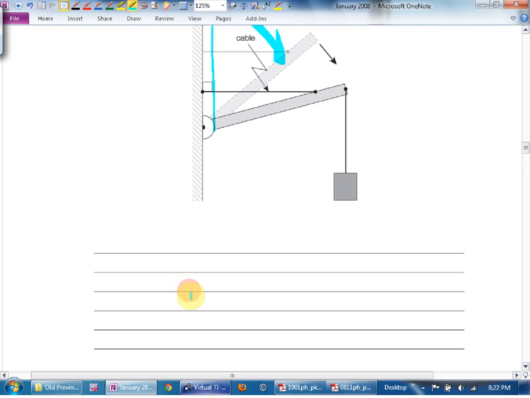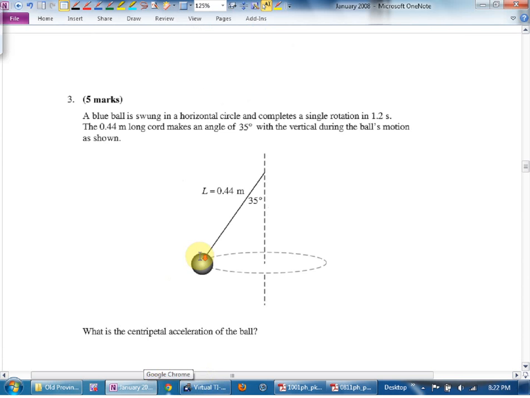Hey, what topic must this be? Glance at it and you know right away what? Circular motion. I see a circle. Okay.